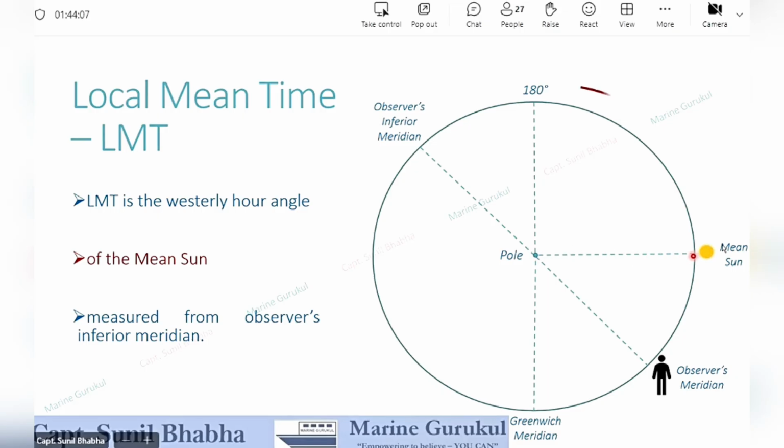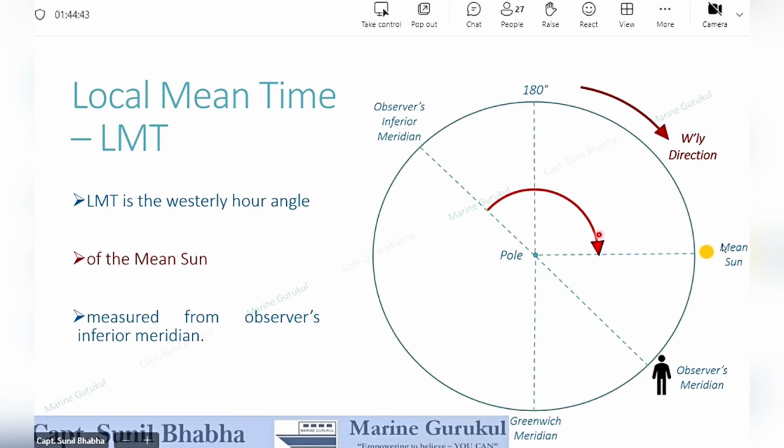Now before we go into the definition, one important thing to understand in this diagram is that when we are looking from top of the North Pole, the clockwise direction represents the westerly direction. This hemisphere which you see on the right side is the eastern hemisphere. The hemisphere which you see on the left side of the earth is the western hemisphere, and the clockwise direction represents the westerly direction. So now we can go into the definition of the LMT.